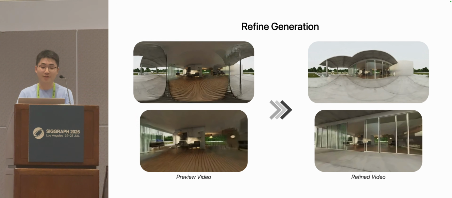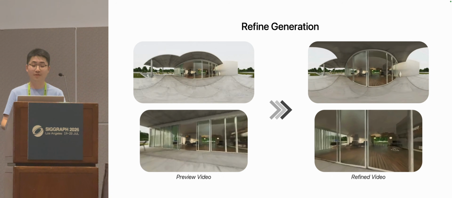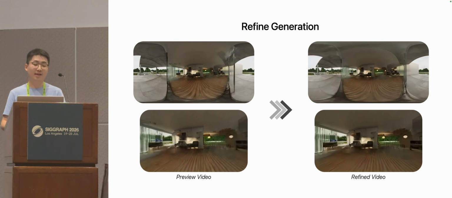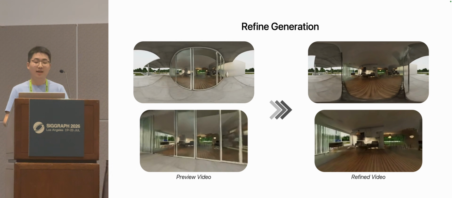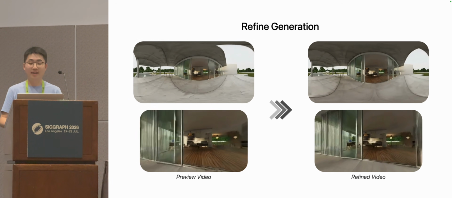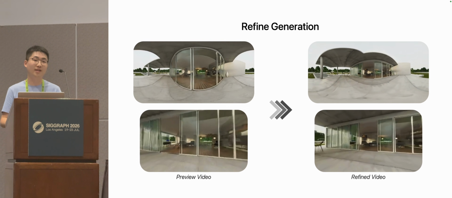Next is the refine stage. Here, we take one of these previews and turn it into the final result. The resolution goes up. The accelerated preview is expanded back to normal speed. And the short overview becomes a long, continuous video. As the camera keeps moving, the structure stays consistent from start to finish.